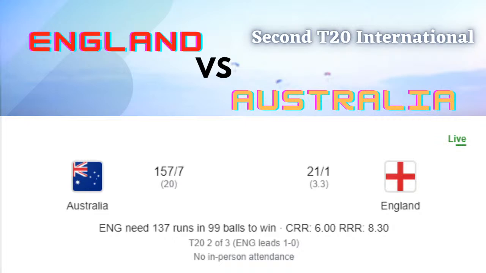Ken Richardson bowling the fourth over for Australia. He's in his first over. England are now 21 for 1 after 3.3. Jos Buttler, fuller delivery, hit straight to the bowler. No run there. That's a dot delivery. So good bowling from Richardson. Only one run off his first 4 balls.